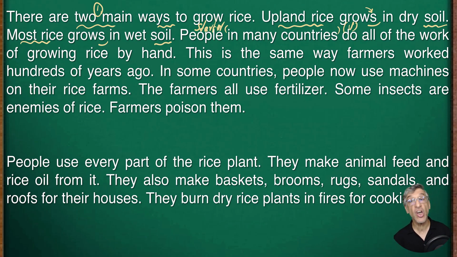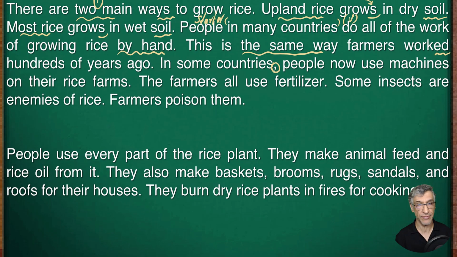People in many countries do all of the work of growing rice by hand, not with a machine. Be careful. This is the same way farmers worked hundreds of years ago. In some countries, we have the adverb of place in the beginning with a comma separating it from the sentence starter. People now use machines on their rice farms.